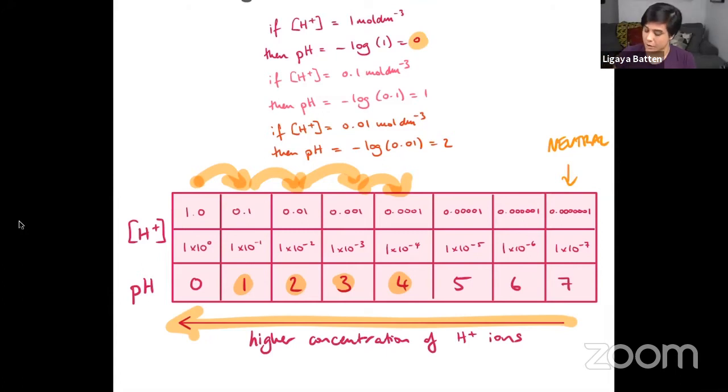So if we go the other way, it's sort of the same thing, but the other way. Timesing the concentration of H+ by 10 decreases the pH by 1. So there's a consistent and predictable relationship between pH and H+ ions, which you may quite easily be able to see if you study maths, but if you don't, it may not be so obvious.